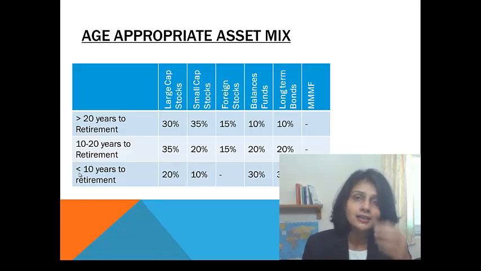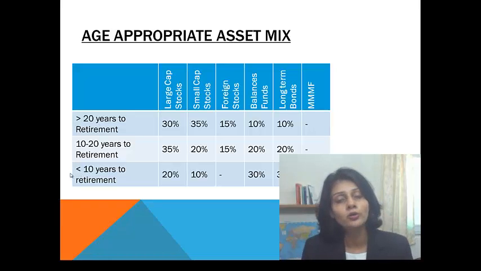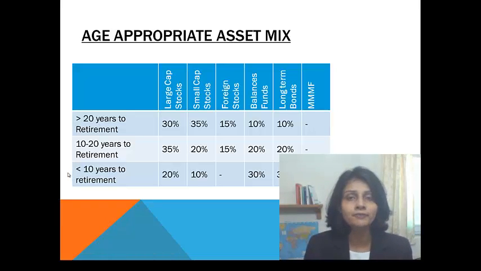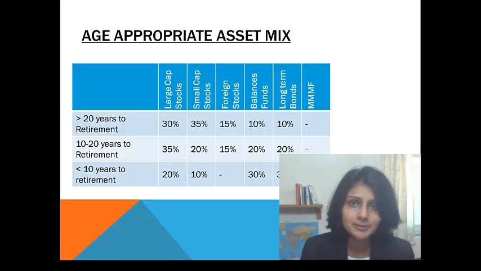Now lastly, if you are nearing your retirement, if you have just 8-9 years left to your retirement, that is the time when most of your money should be in balanced funds and long-term bonds. You should have less money in stocks because again, stocks are volatile, they are risky. You do not have a lot of time to recover from any bad phases there might be. And you should also at this stage invest in money market mutual funds.